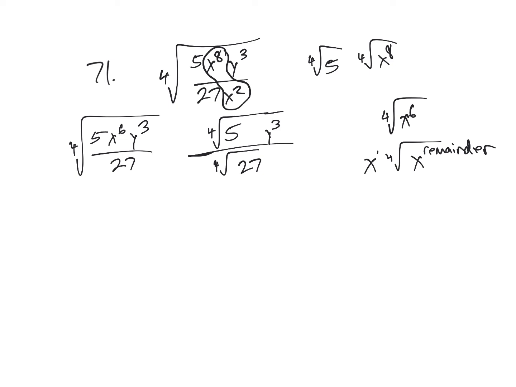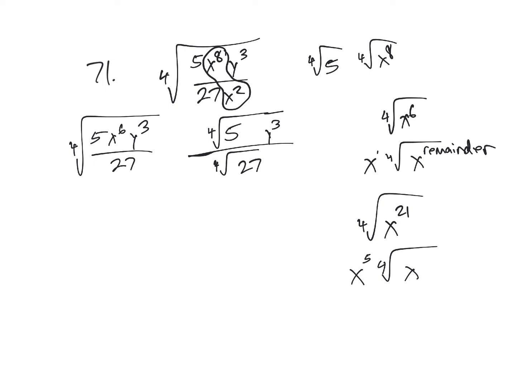All right? So real quickly, again, let's do the fourth root of x to the 21st. This is a separate problem. How many times does 4 go into 21? 5 times. That means that's the outside exponent. What's your remainder? 1. X to the first is on the inside.